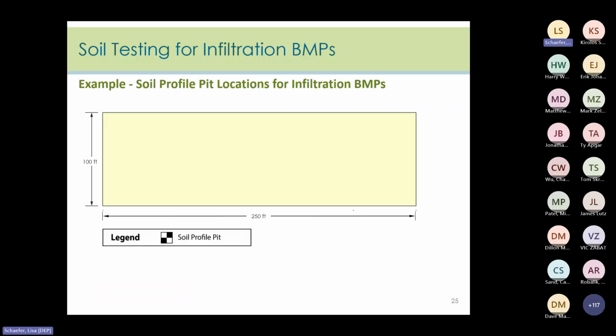All right, so this is just one, and it's for an infiltration BMP with a bottom area measuring 100 feet by 250 feet, giving us 25,000 square feet. So for this infiltration basin, we need 2 soil profile pits for the first 10,000 square feet, which, since the basin is 100 feet wide, translates to 100 feet of the length as marked here, and then 1 for the additional 10,000 square feet in the middle of the page, and then 1 more for that extra 5,000 square feet on the right end.